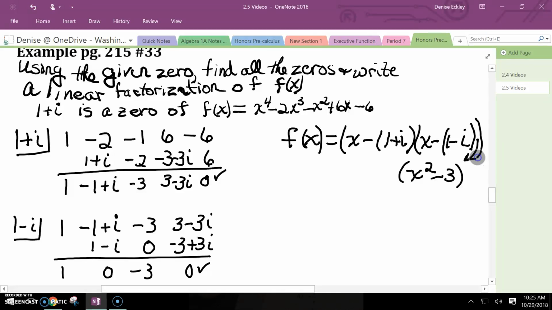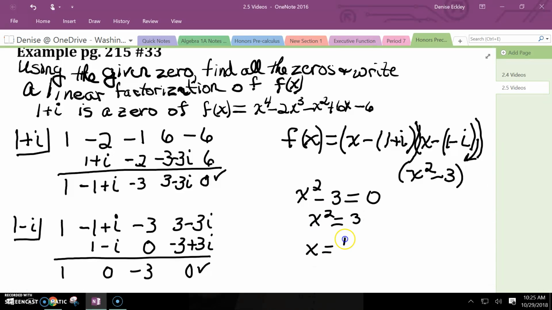My other answer is going to be, I want the zeros. So I have two of them, 1 plus i, 1 minus i. And my last zeros I'm going to get by setting x squared minus 3 equal to 0 and solving. And I get that the other two zeros are plus or minus the square root of 3.